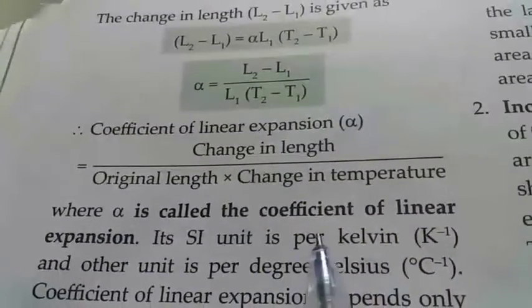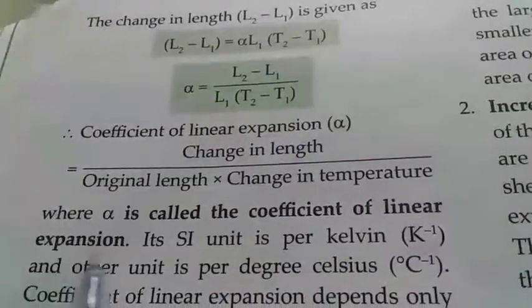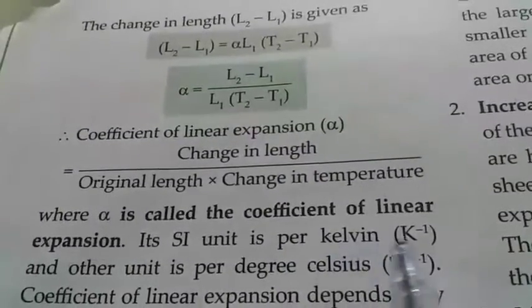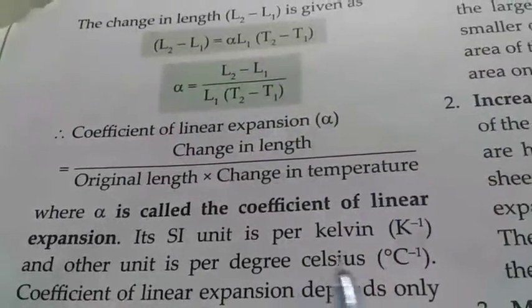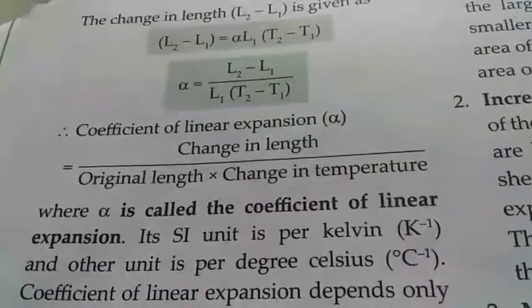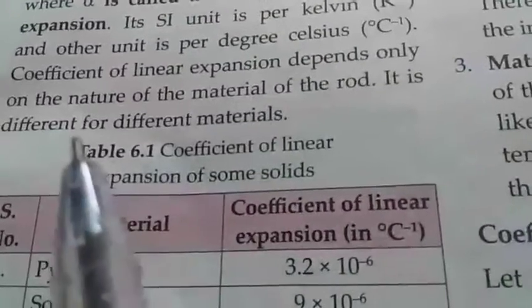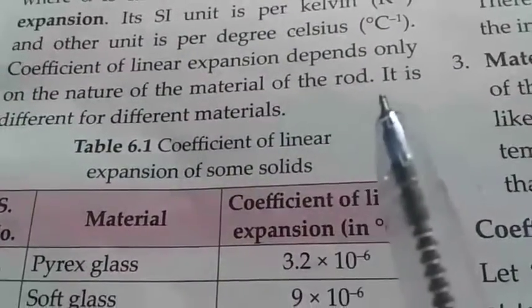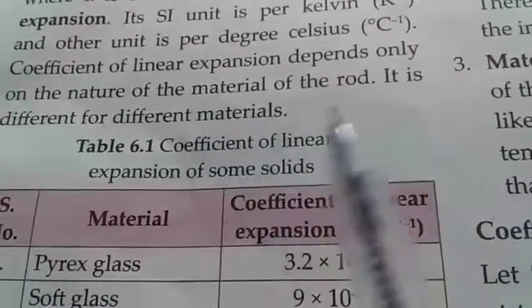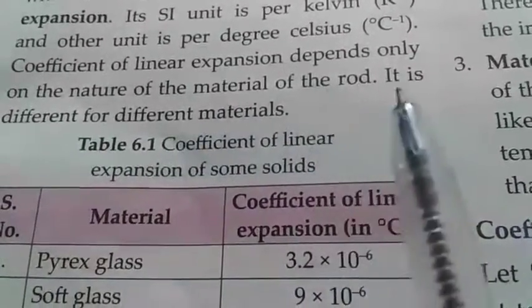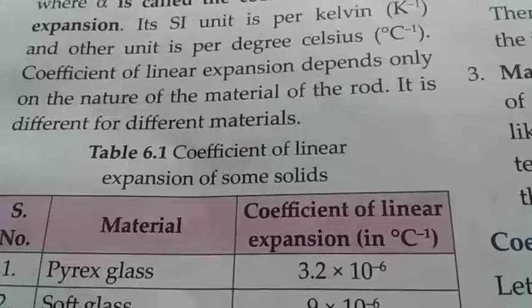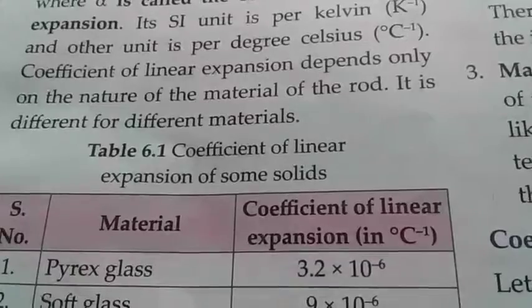Its SI unit is per Kelvin and other unit is per degree Celsius. Now coefficient of linear expansion depends only on the nature of the material of the rod. So this coefficient depends only on the nature of the material of the rod, and it is different for different materials.